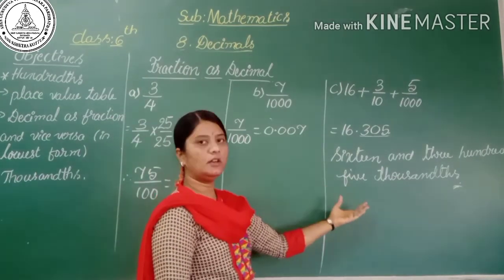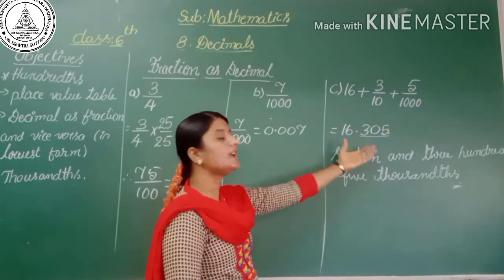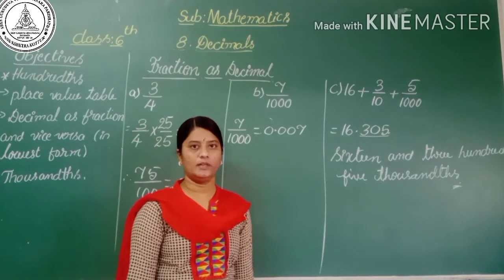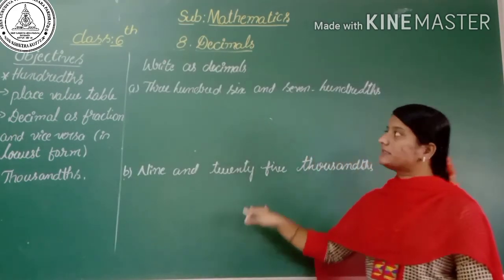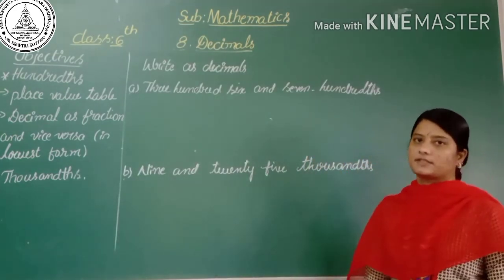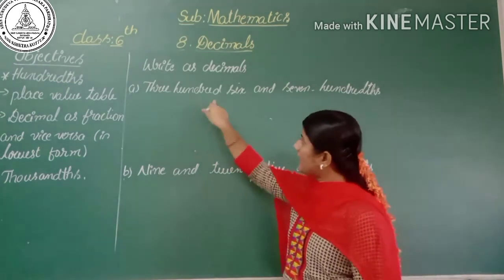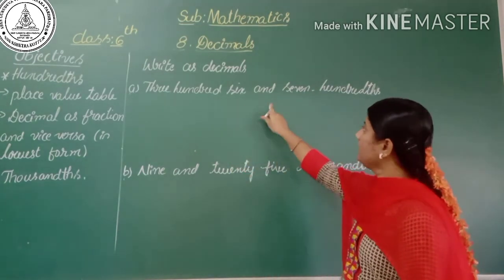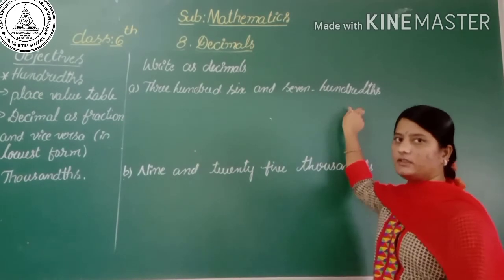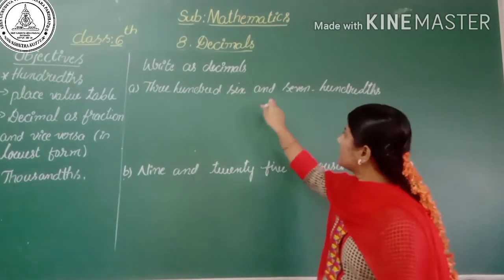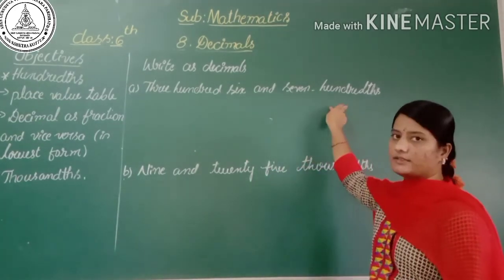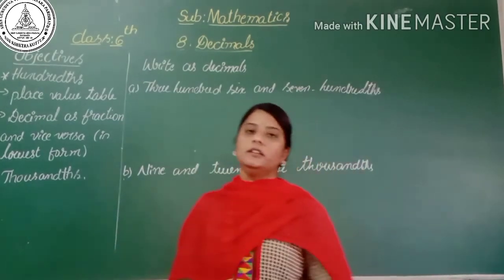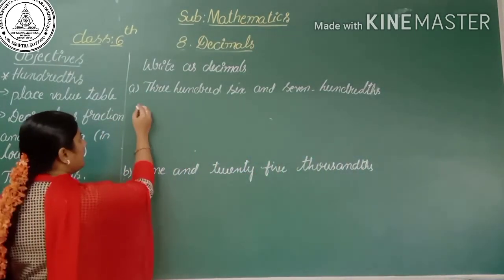If they are given in words, how can we write them as a decimal number? Now I have taken 2 examples. Write these as decimals. The first one is 306 and 7 hundredths. So 306 and 7 hundredths. How can you write this as a decimal number?